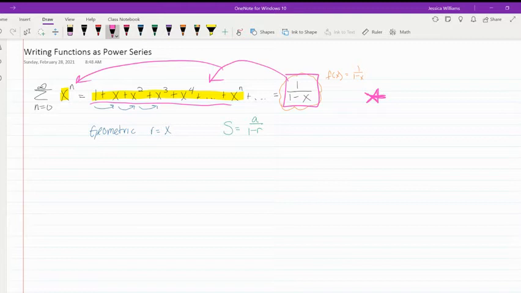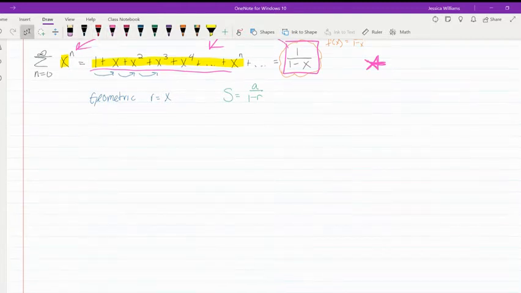All right, so that's your most basic one. Here's what we're going to do today. We are going to take different functions and write them as power series. So like this one. That is a rational function again. We're going to write it as a power series.